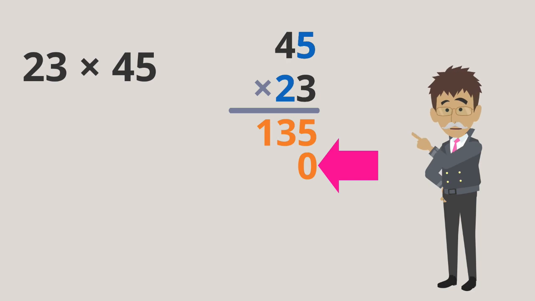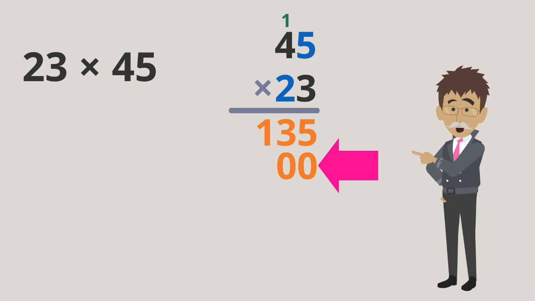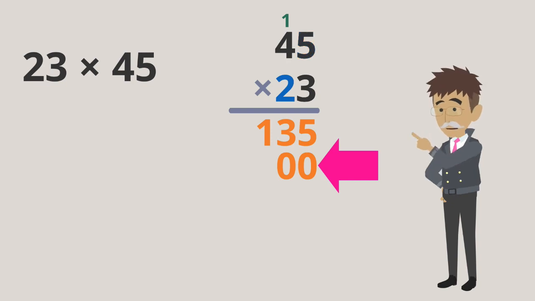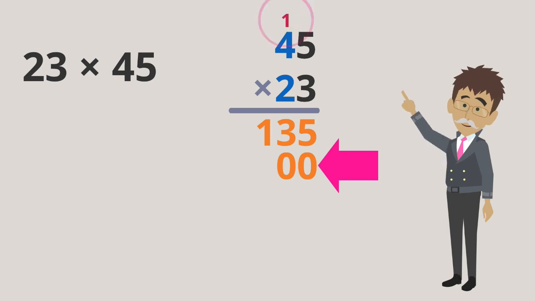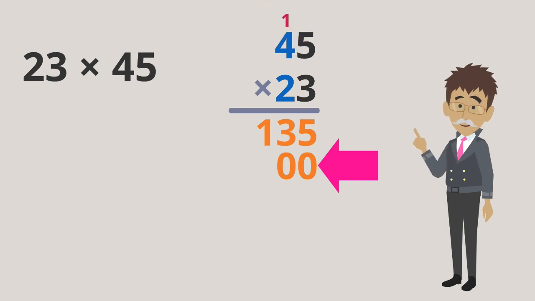2 times 5 equals 10. I write the 0 in the tens position and carry the 1. Finally, we multiply 2 times 4, which equals 8. I add in the carried 1 for a total of 9. This intermediate answer is 900.